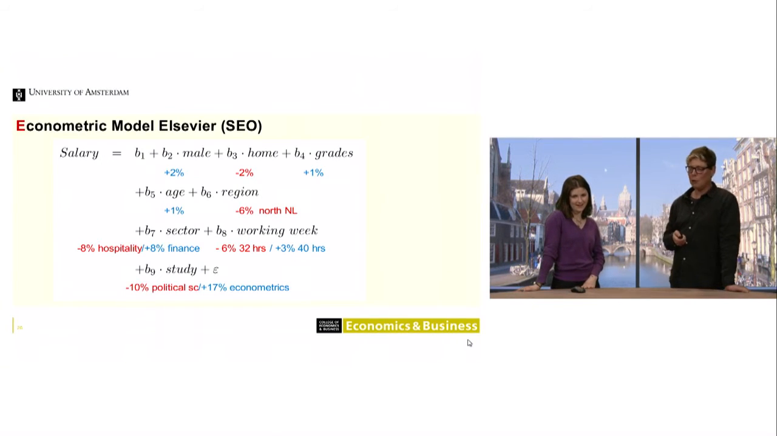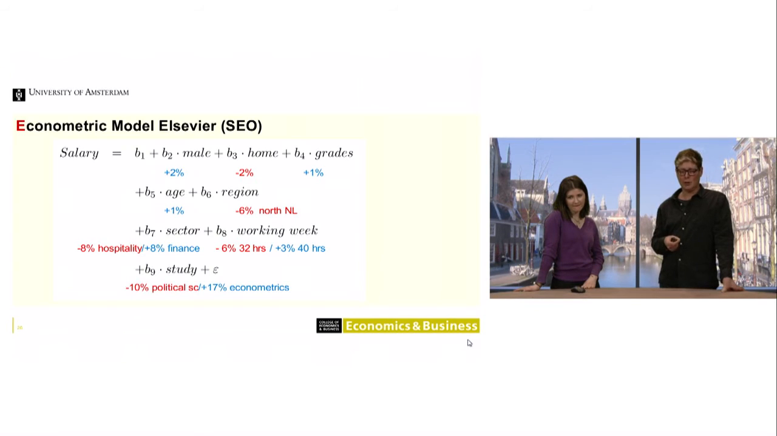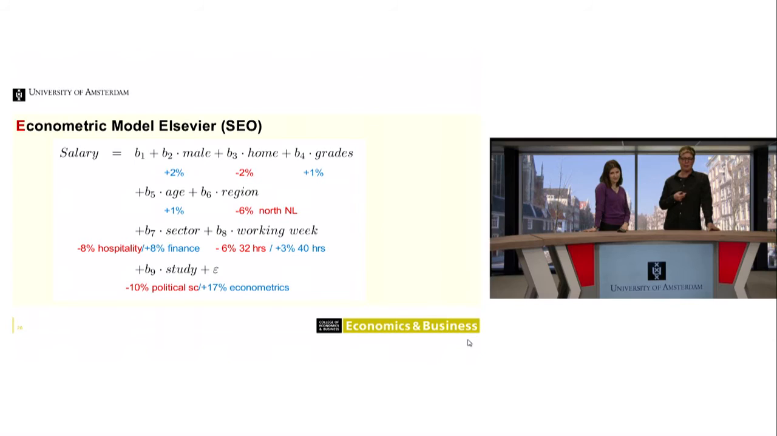Here I have a more elaborate model, which is used to explain the difference in salary of people working, and there's a huge data set of Dutch people: if they are male, if they are living at home, what their grades are, how high their grades are, the region where they come from in the Netherlands, and you see the effects on the salary. It's the same kind of model, only now we have B1 until B9. We have a lot of variables that we actually use in this model.